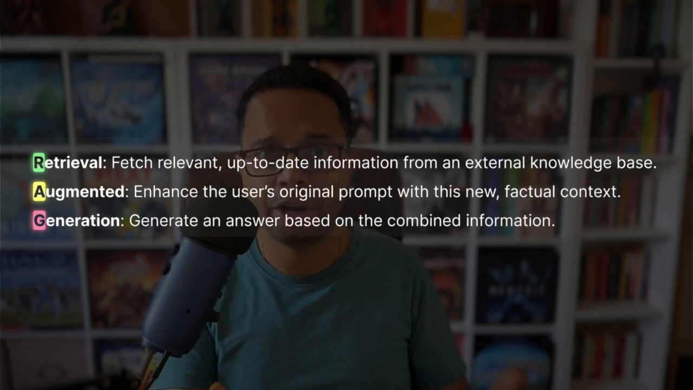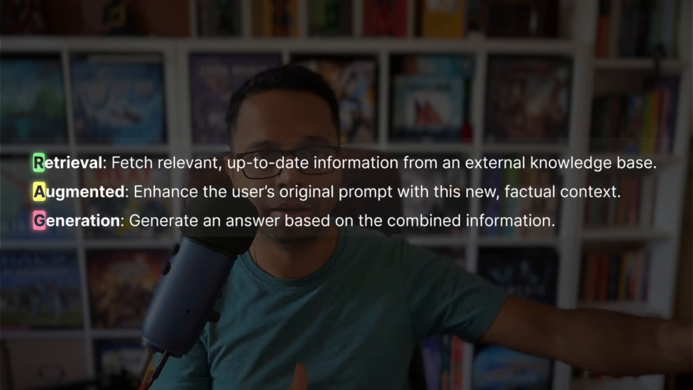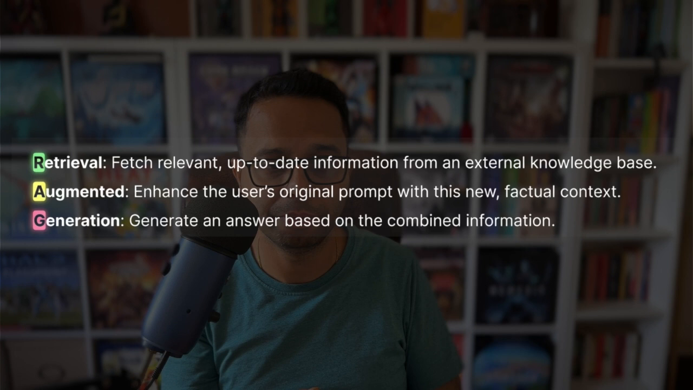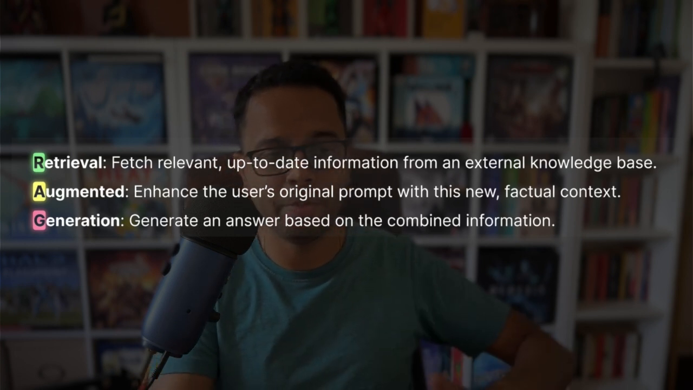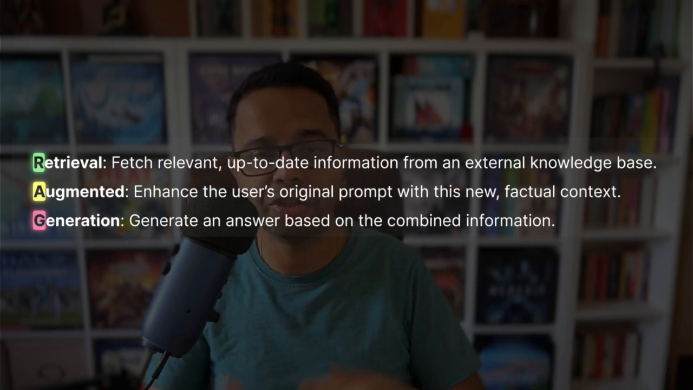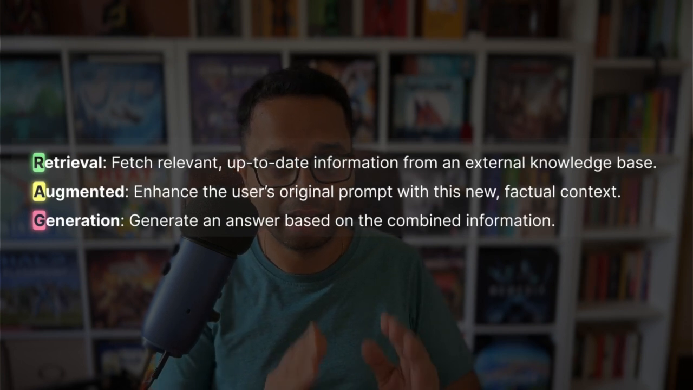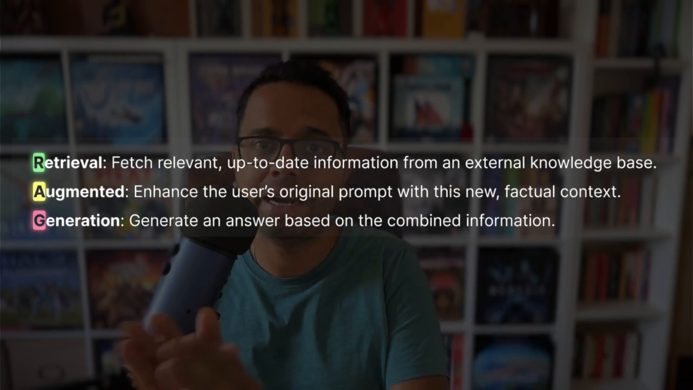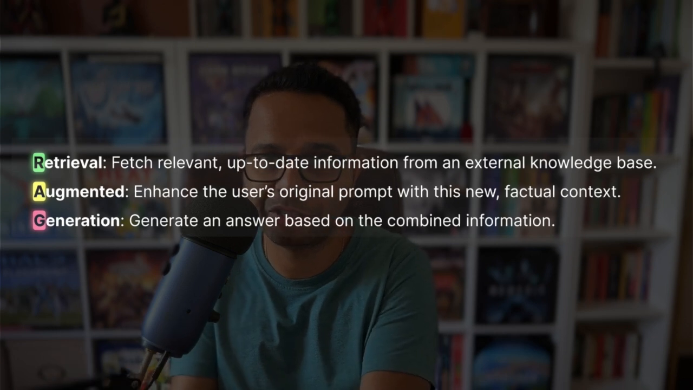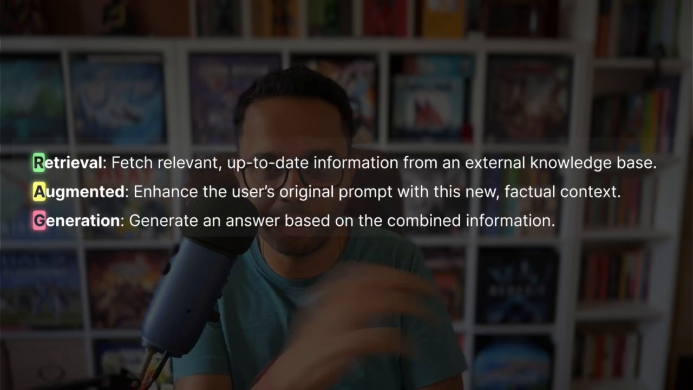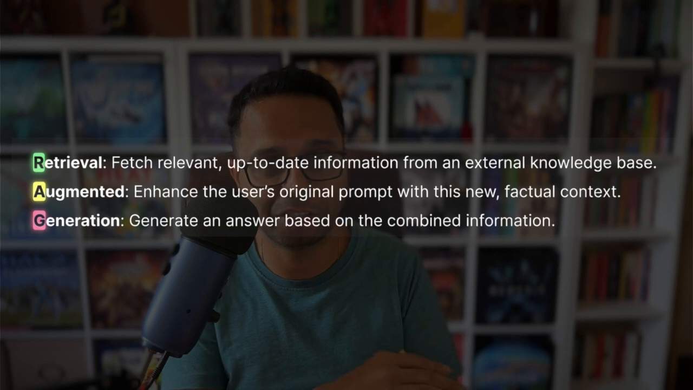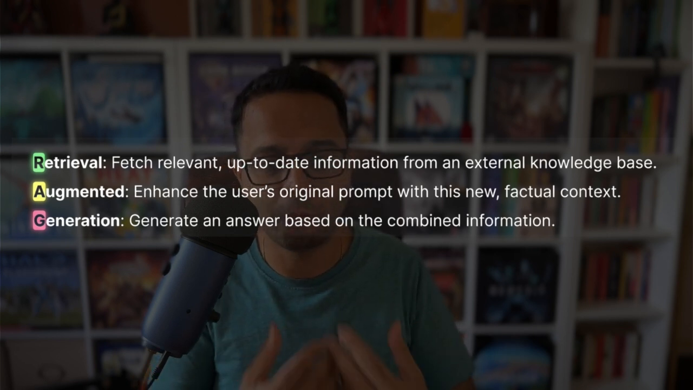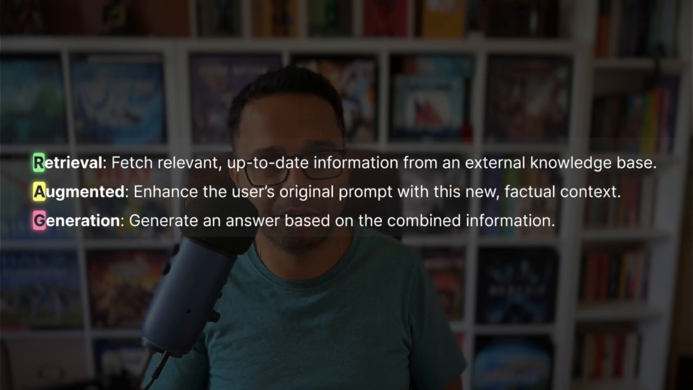Or it can be something like giving it the capability of doing a web search to fetch the latest information. The A, or the augmented, stands for enhancing the user's original prompt or question. Like, I asked a question, it knew that it had the answer, but then it went ahead and saw some knowledge base to get the updated information, and then relooked at the question that was asked by the user to augment it again with more factual context.